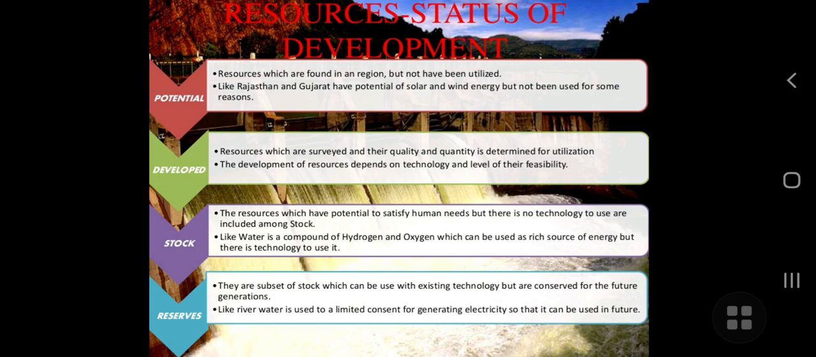As regards the reserves, these are the subset of the stock which can be put into use with the existing technology, but their uses have been postponed keeping in mind the needs of the future generation. For example, India has sufficient amount of forests to fulfill the needs of present generation, but they are being protected for the future generation.